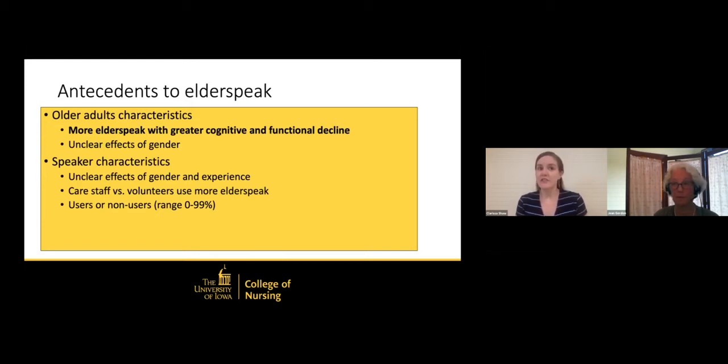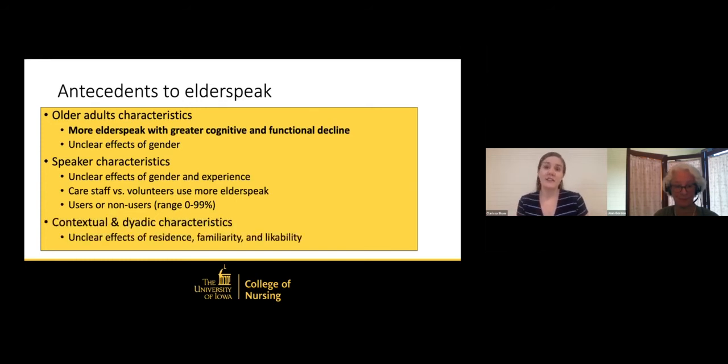And then the other thing we know is that people tend to be either users or non-users. So if you're sitting here listening to this thinking, I never use this, that might be true. Some people use this 0% of the time. And then there are other people who just talk like this naturally and use it 99% of the time. Some people drop in and out of it depending on the situation, but there definitely are people who don't use it at all and who pretty much always use it no matter what the situation.